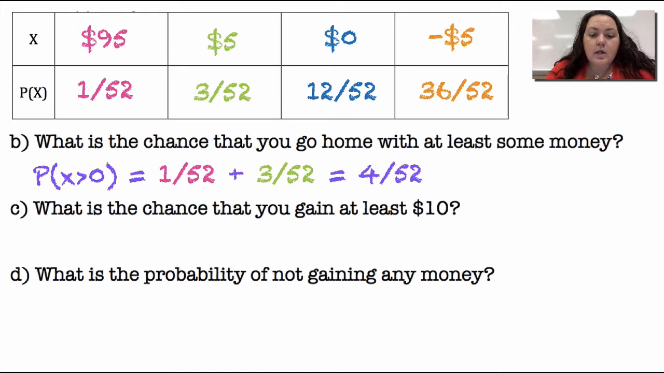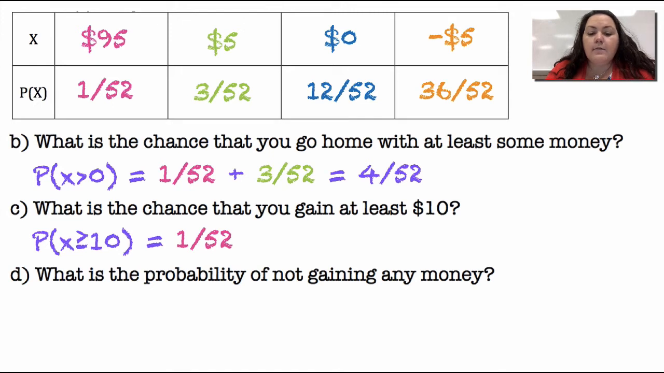What is the chance that you gain at least $10? Well, if you gain at least $10, the only one is the $95. So the probability that X is greater than or equal to 10, the only option I have is the $95 gain, which I have a 1 in 52 chance of winning.